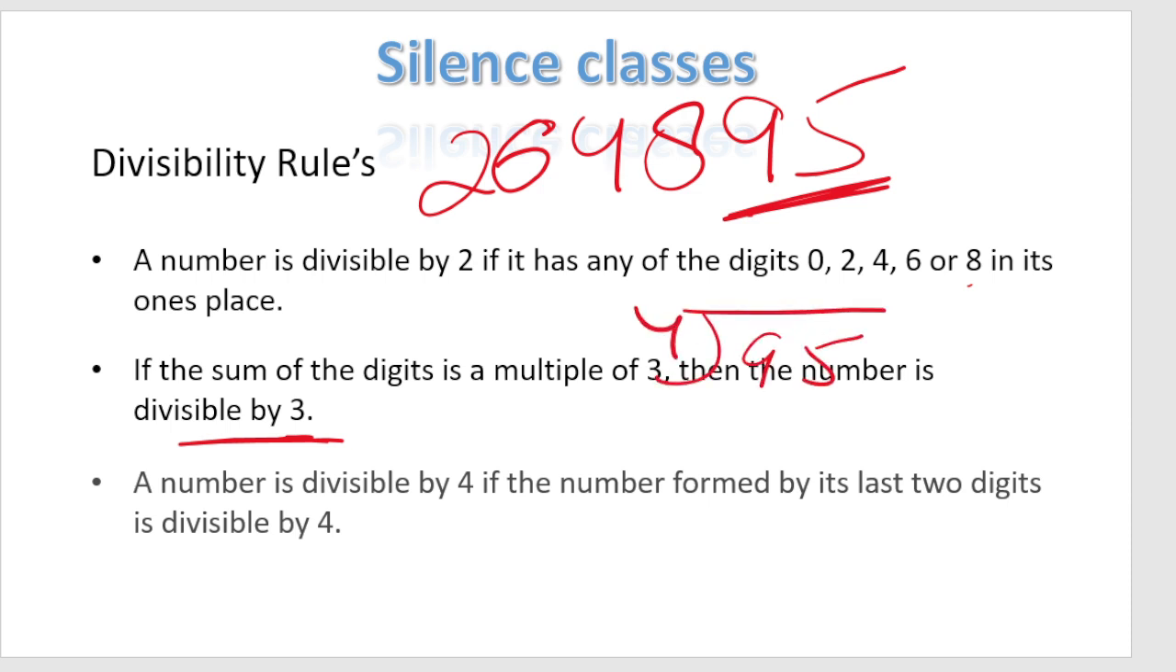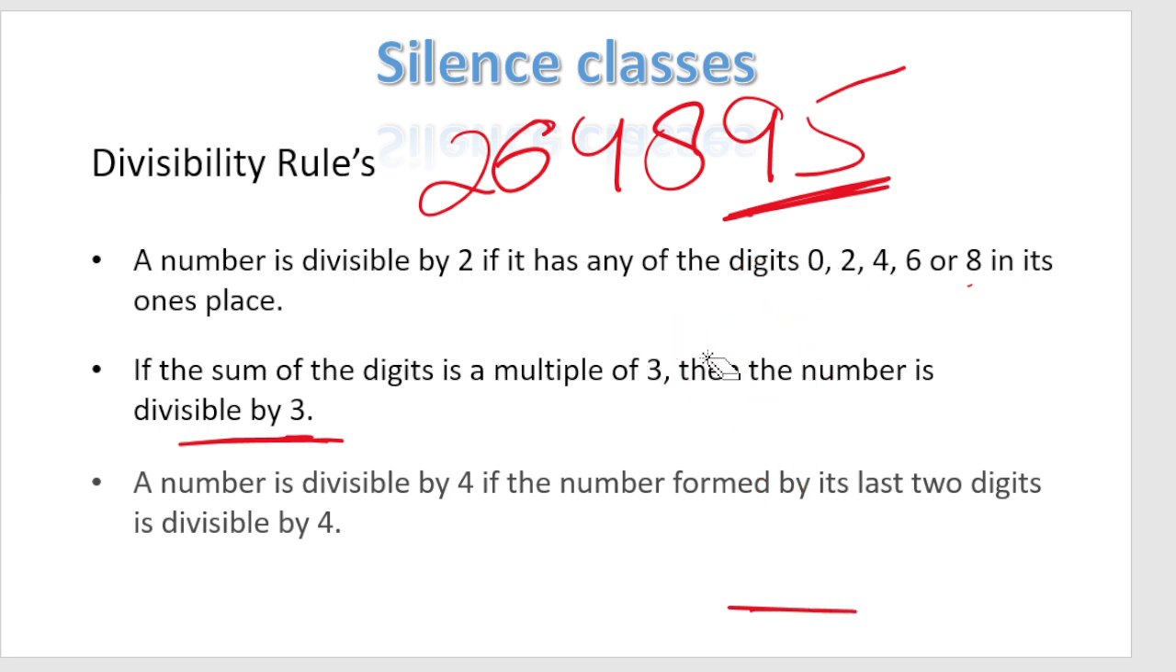95 divided by 4. 4 twos are 8, 1, 4 threes are 12. Okay, 3. Means there is a remainder. Means this number is not divisible by 4.